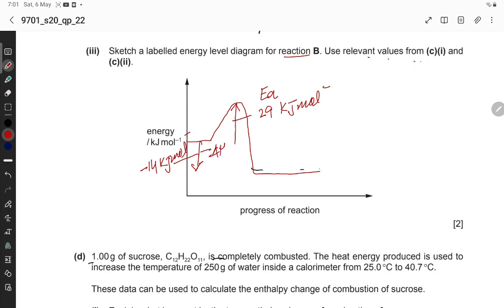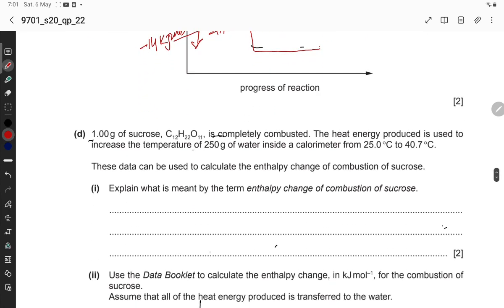This is enthalpy change. 1 gram of sucrose, C12H22O11, is completely combusted. The heat energy produced is used to increase the temperature of 250 gram of water inside a calorimeter from 25 to 40.7 degrees centigrade. These data can be used to calculate the enthalpy change of combustion of sucrose.